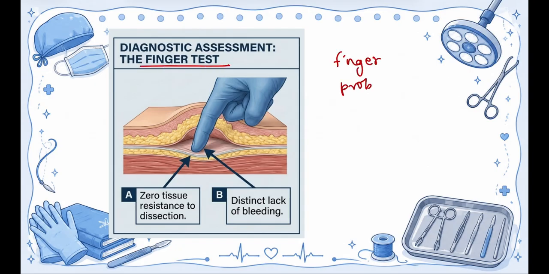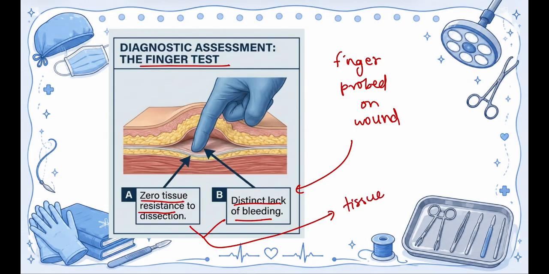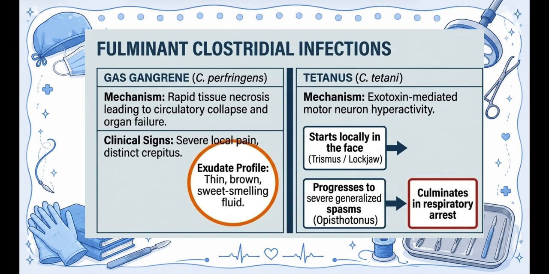When probed, the test reveals absolutely zero tissue resistance. It also shows a distinct lack of bleeding. And that confirms the terrifying reality that the underlying tissue is actively dying. Then we have fulminant infections. These act with sudden, devastating speed.